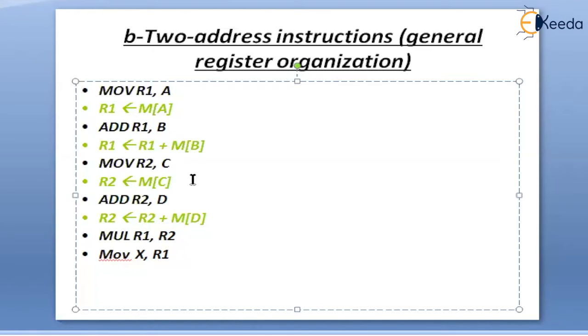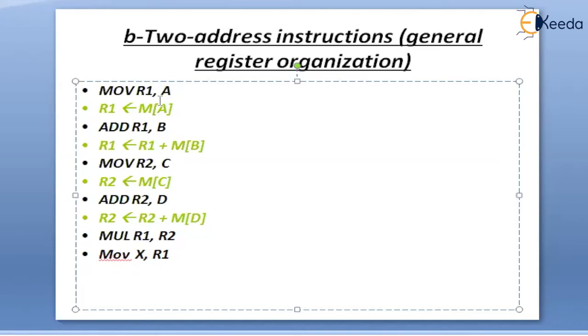Once again, we need to perform A plus B into C plus D. For that, first we transfer A into R1. In two address instruction, this is the destination register. This is the source operand. The first one is the destination. Second one is the source operand. When you say MOV R1, A, the value of A will get transferred to R1.